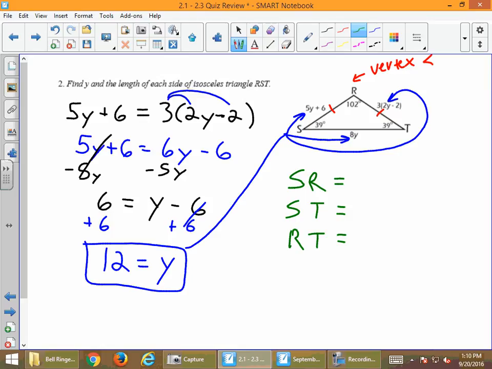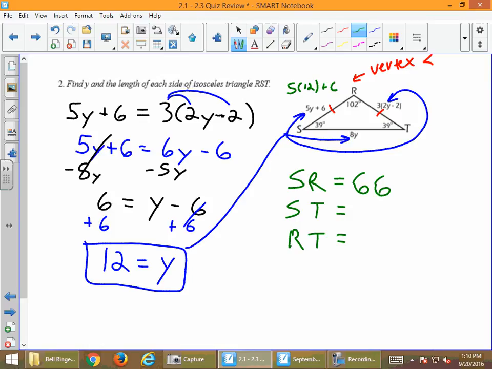So what is 5 times 12 plus 6? Again, all I'm doing is plugging these in here. 5 times 12 plus 6. Everyone's calculators out, ready to go. 5 times 12 plus 6 gives me a 66. So I know that SR is 66.